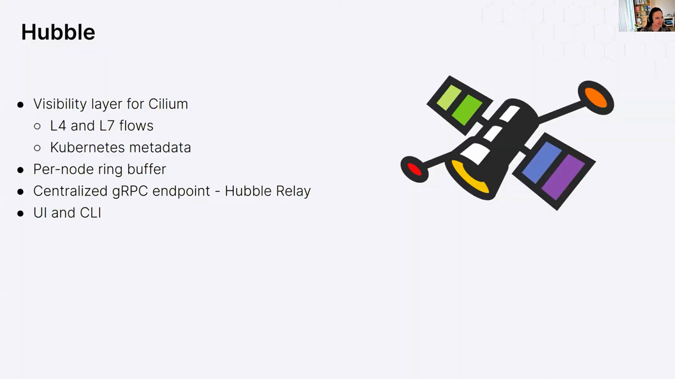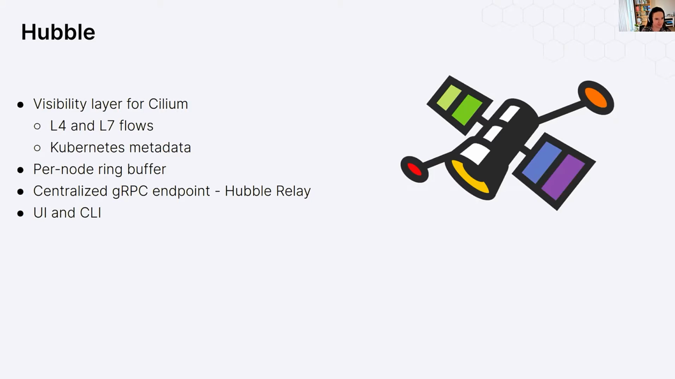What is Hubble? Hubble is named after the Hubble telescope, as you can guess, and it has this pretty cute logo that looks like a telescope. But it's a visibility layer for Cilium. It provides visibility into network flows, both L4 and L7 flows. And it also provides Kubernetes identity to these flows. We'll see what flows look like exactly in a moment, in a demo.